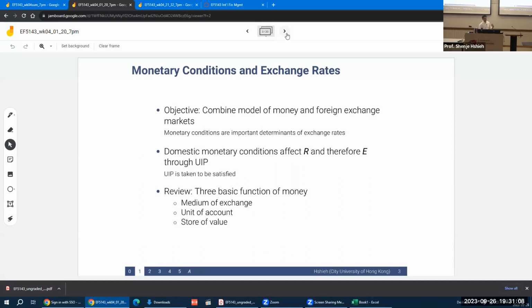As I mentioned earlier today, we're going to combine a model of money and foreign exchange markets. Foreign exchange markets are going to be represented by UIP from now on. So starting today, whenever I refer to the FX market, I'm referring to the UIP equation. That's how the market clears. Whenever there's a violation, carry traders come in, close the gap, and the FX market clears.